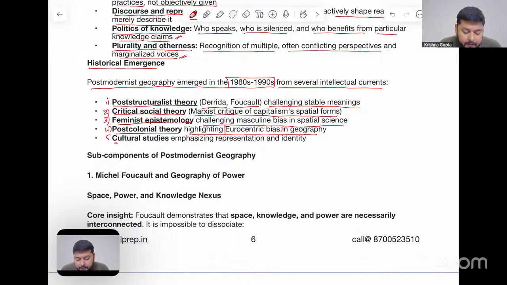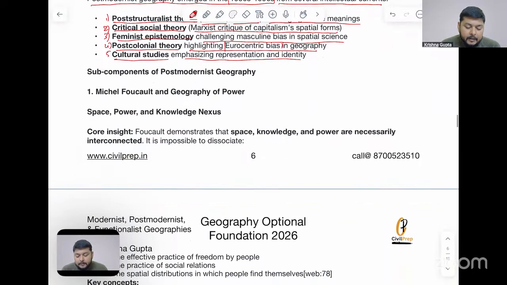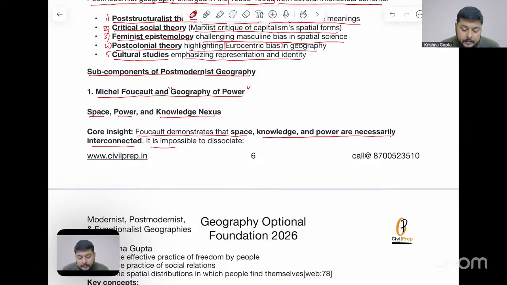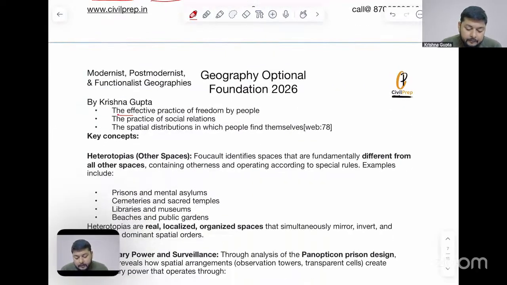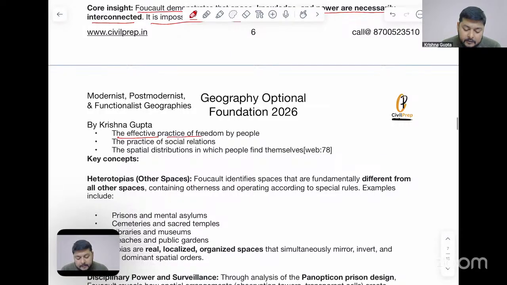Number five, cultural studies emphasizing representation and identity. So these are certain historical emergences of postmodern geography. When we look at the subcomponents of postmodern geography, we have Michel Foucault and the power of geography. This is the work given by him. The space, power, and knowledge nexus. What he specifies here: Foucault demonstrates that space, knowledge, and power are necessarily interconnected. It is impossible to disassociate one from the other. The effective practice of freedom by people.